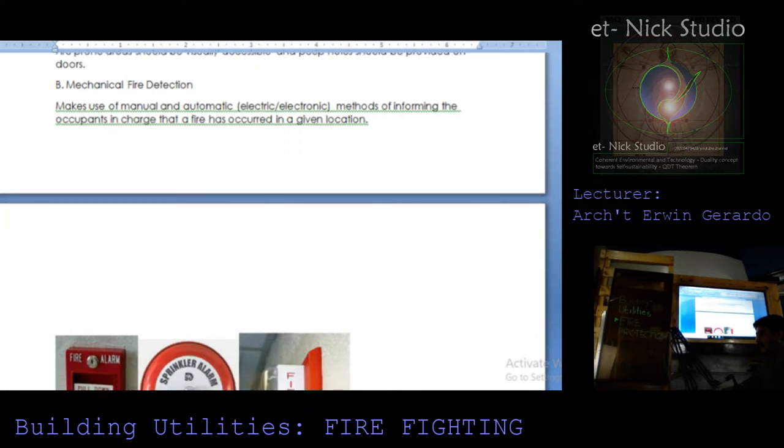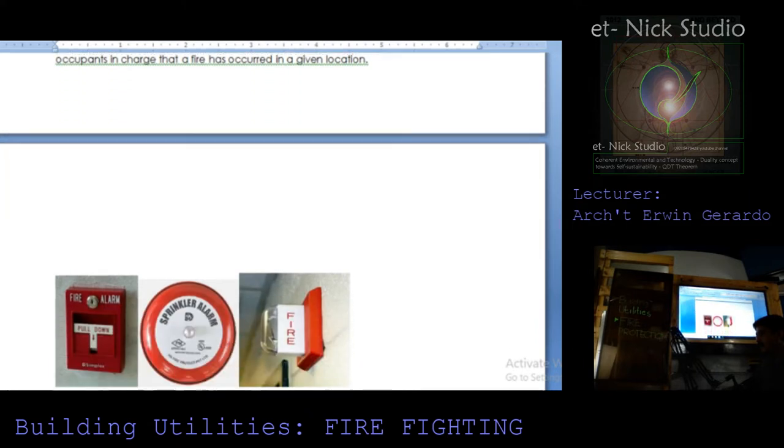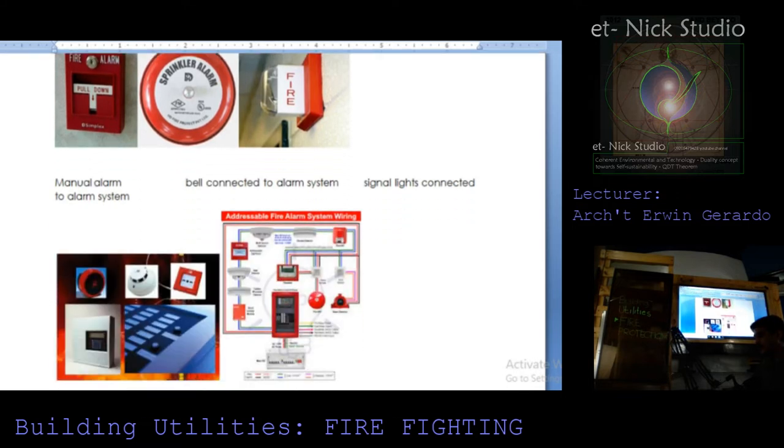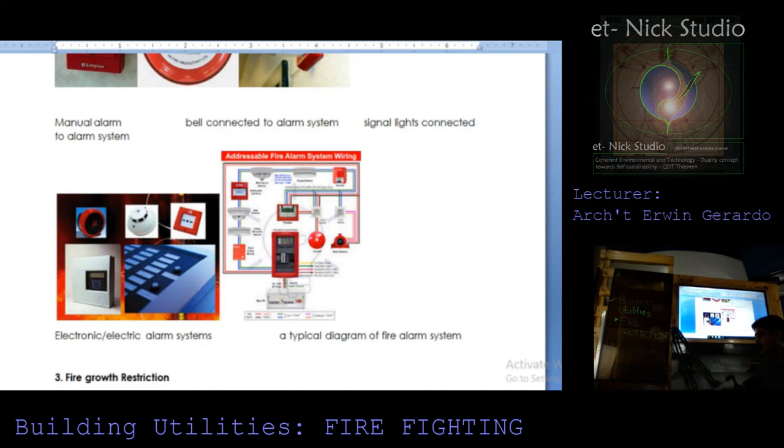These are some mechanical fire detections. We have a manual alarm to alarm the system. This is what we call the manual pull station. We have the fire alarm bell connected to the alarm system, and a signal light connected through this manual pull station. These are some diagrams that indicate how the system operates.